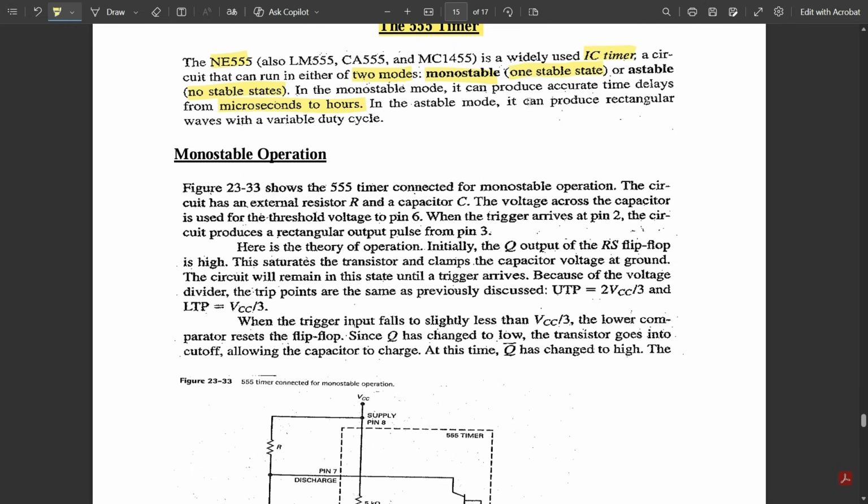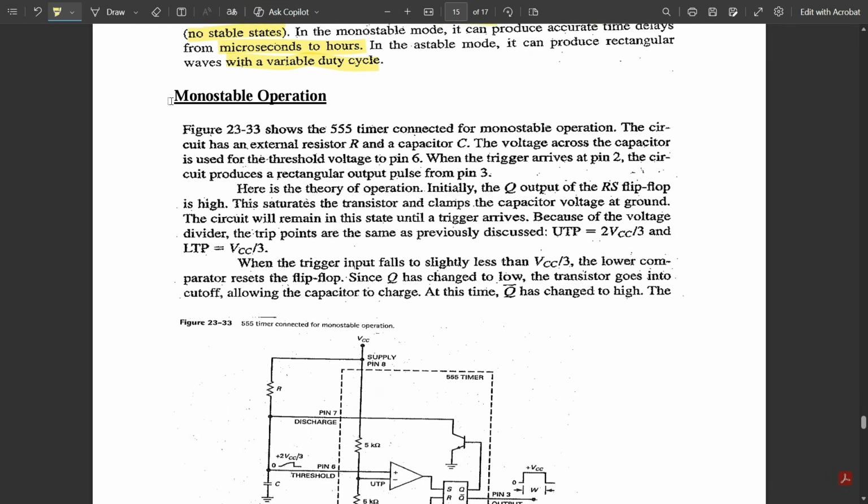Whereas in the astable mode, it can produce rectangular waves with variable duty cycle. Here time is not accurate. It could be producing rectangular waves, which means that it is shifting between high and low signals with respect to change in phase, and it is producing the variable duty cycle. Since it is a rectangular wave, the duty cycle also would be varying from high to low and low to high signals. So these are the basic configuration and the basic introduction of a 555 timer along with its modes. Now let us discuss the two operations in this video.